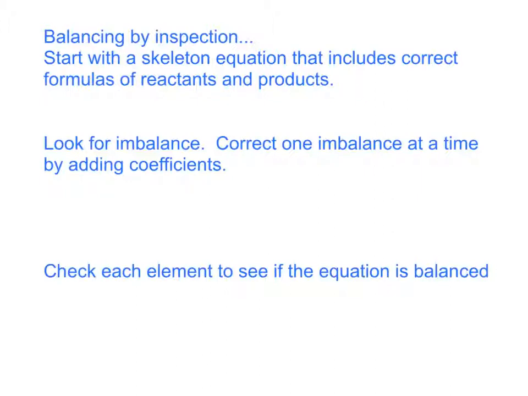So then we look for imbalance like we did before. We had 2 hydrogens on the left, 2 hydrogens on the right, 2 oxygens on the left, only 1 oxygen on the right for the water. So then we find the imbalance, and then we add the coefficients. And then, lastly, we check each element to see if the equation is balanced. If it all adds up, then you should be good.